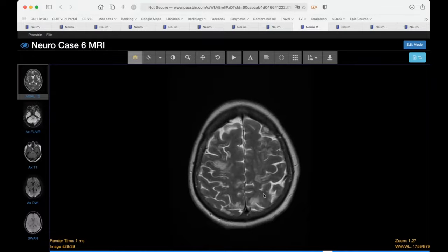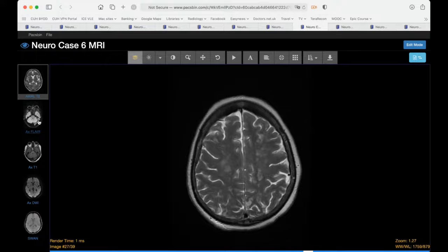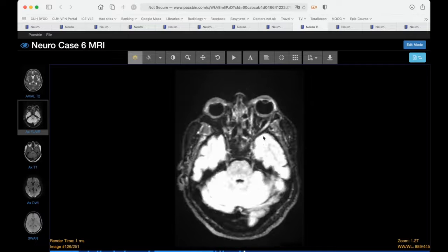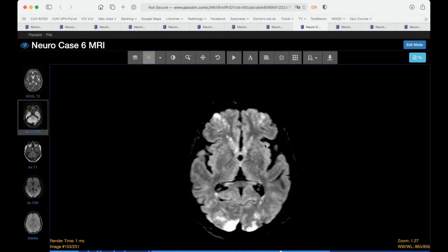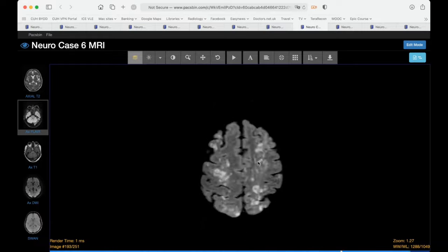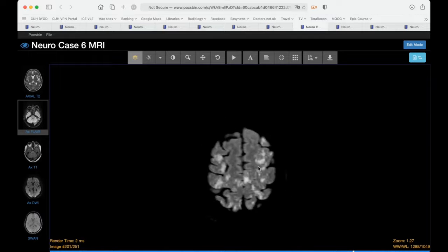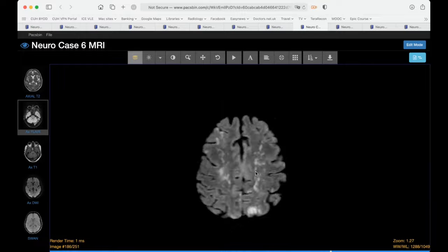Now notice on T2, we're seeing a lot more signal change here, very much cortical, and I think you will appreciate that very readily on the FLAIR. Just window that for you. Here we go. So on the FLAIR, you've got lots of T2 hyperintense lesions, mostly cortical, but also subcortical. Sort of has a distribution that looks like it's in a watershed distribution.